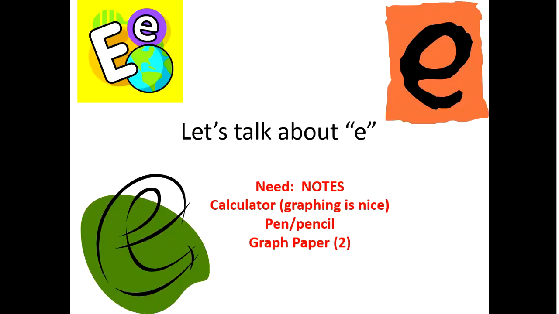So today we're going to talk about E. Now, E is a really awesome letter, and he's a really cool letter that we relate to a lot in math. What you're going to want on you: your notes, a calculator, you're definitely going to want a scientific one to find E, a pen or pencil, and then you're going to need some graph paper. You're actually going to need 3 sheets of graph paper, not just 2 today.